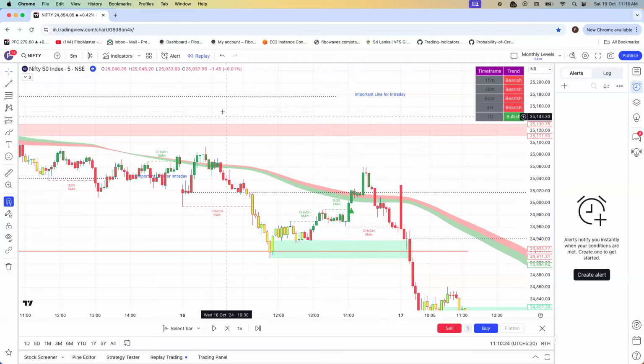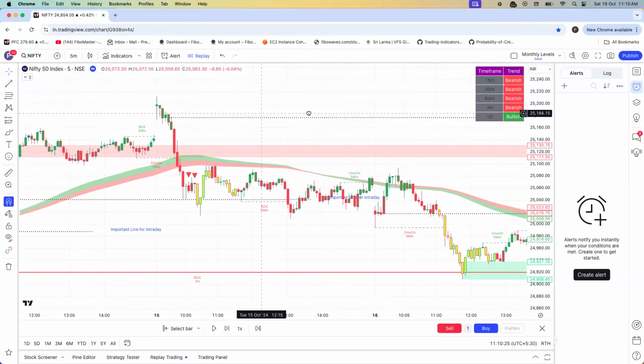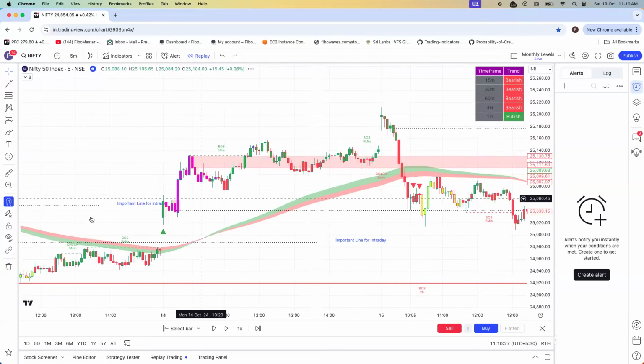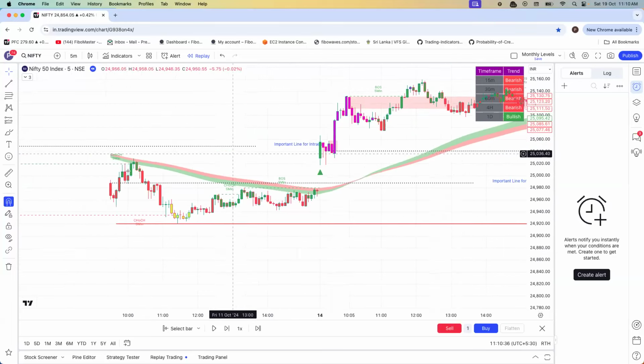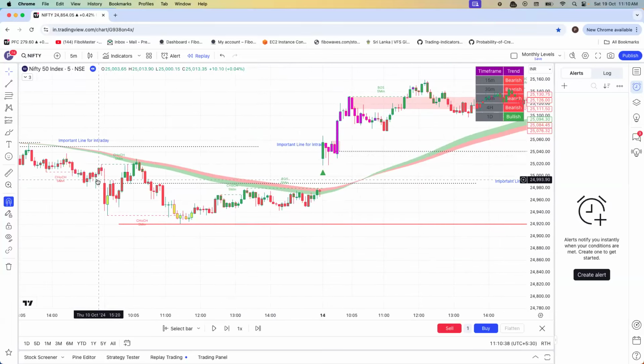Whenever you see a red like this, don't buy. When you see a green, you can buy. At least you are on the safer end. So when you see red, what are you going to do? Sell.